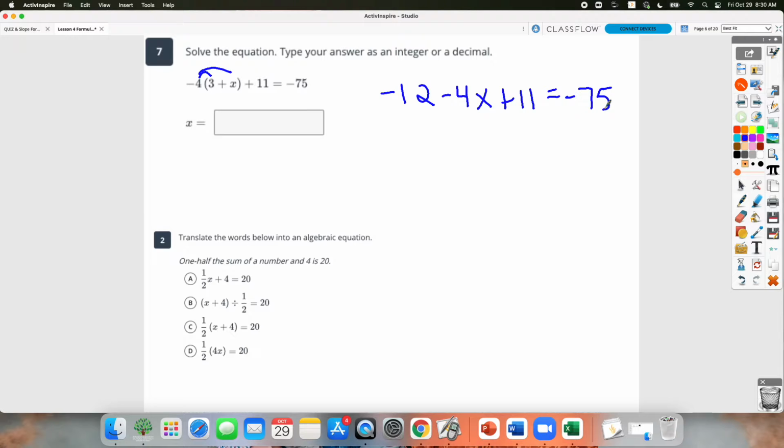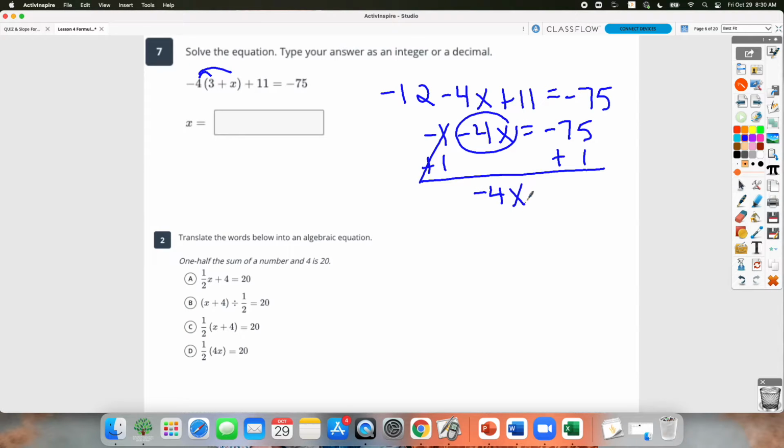All right, then I've got some like terms that I can combine. So that negative 12 plus 11 would give me negative 1. I'm going to bring down my minus 4x equals negative 75. Then how would I get rid of that negative 1? Yeah, use a positive 1. So I'm adding 1 on both sides. So if those cancel out, I would need to make sure to bring down that negative 4x.